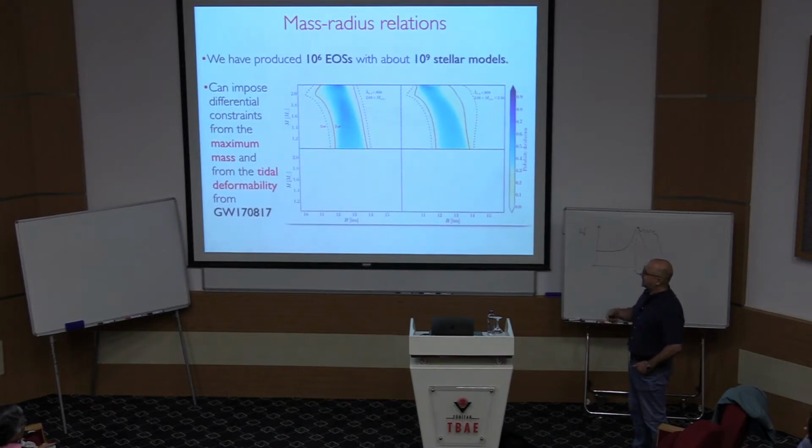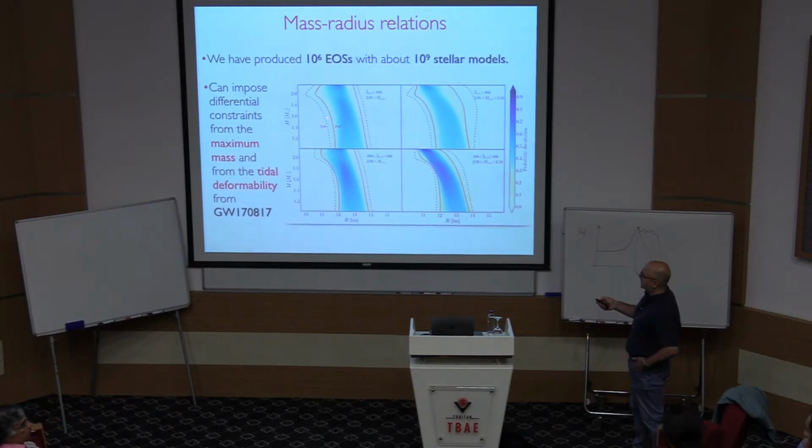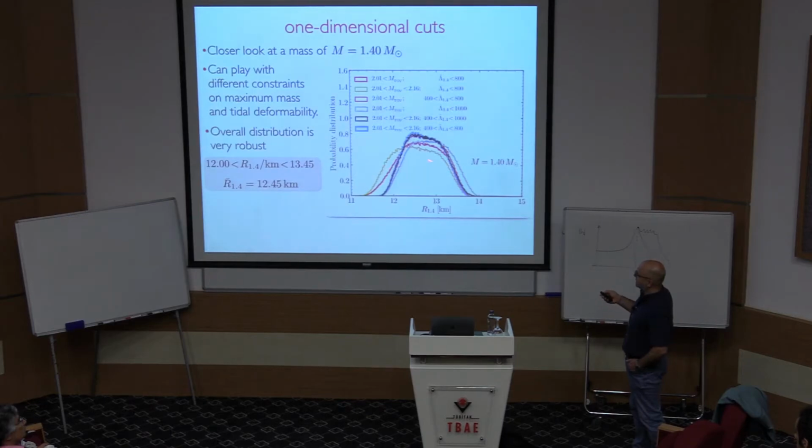But then you can start putting in new constraints, like for instance the fact that there is an upper limit on the mass, or that there is a lower limit on the tidal deformability, or you can put all the constraints together. And so you go from here to here. It may look like not a big difference. Actually, it is a big difference because now you have restrained the range of possible radii. We can think of making a cut at 1.4 solar masses, and this is the distribution of radii that you obtain.